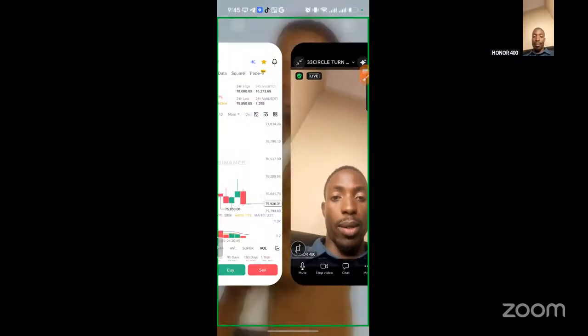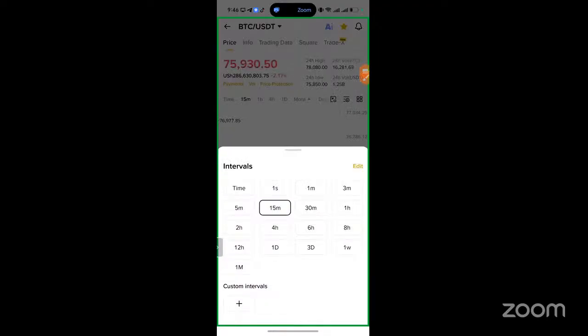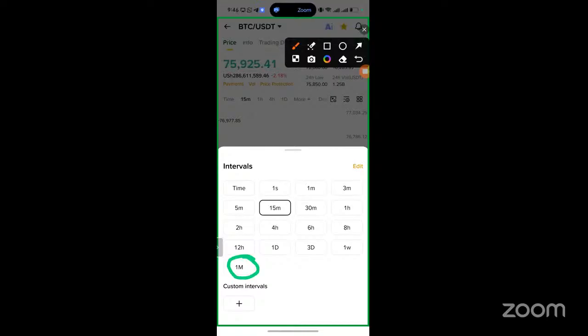Let's go, guys. I want us to go and look at what we call this. This is my main point today. This is my main point. One month. That's where I'm going to tap.